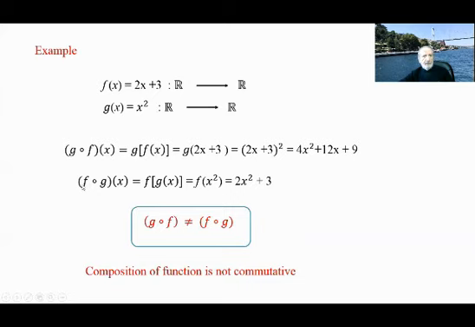Now I'm going to do f circle g at x, which is f at g(x). What does g do? x squared is x squared. And then what does f do? It takes the number, times it by 2, and adds 3. So I'm taking this number, times it by 2, and add 3. And you see these two are not the same.